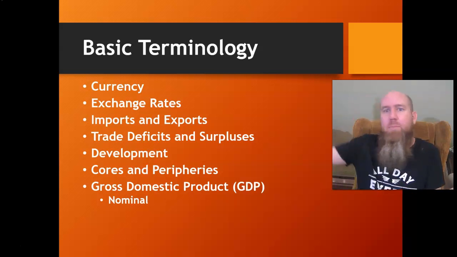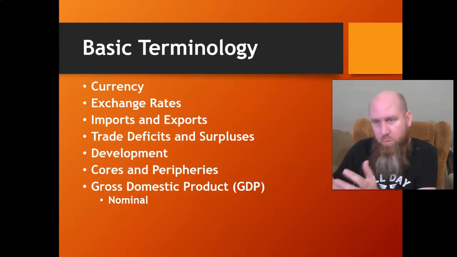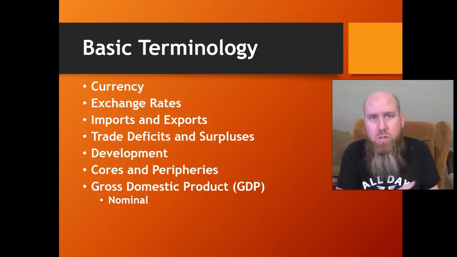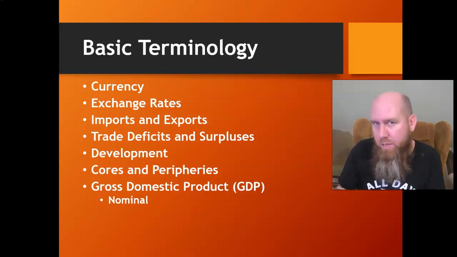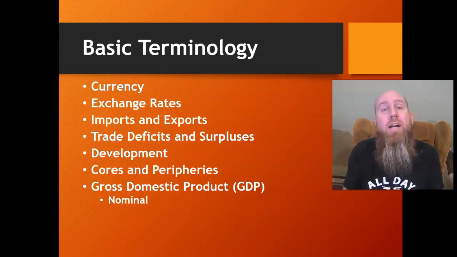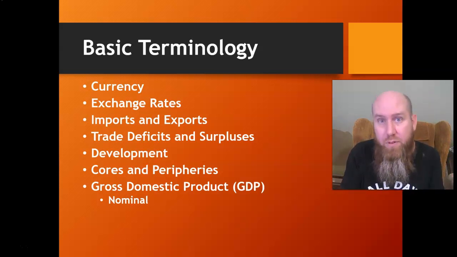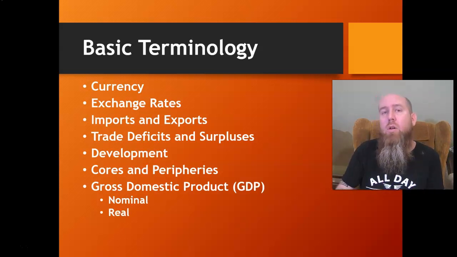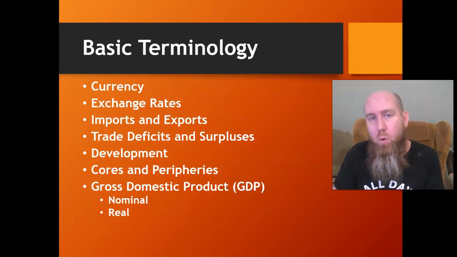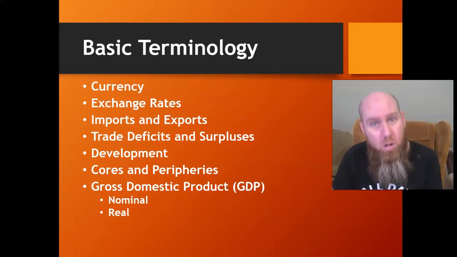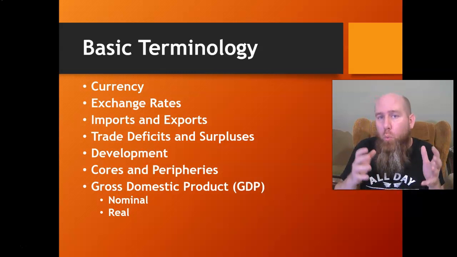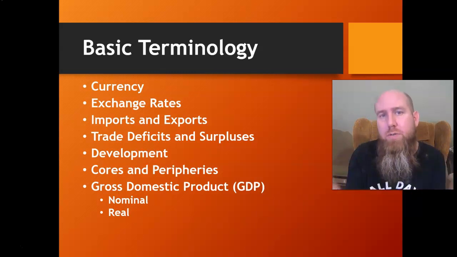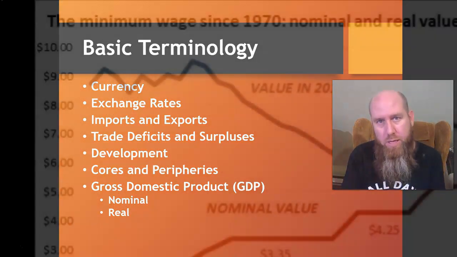So even if the number is bigger, the money that we make now is more than we used to make, that doesn't necessarily mean the economy has grown. We have to actually adjust for inflation. And this is what we call real GDP, or real dollars. Whenever we're talking in real dollars, we're saying adjusted for inflation. That's what that term means.